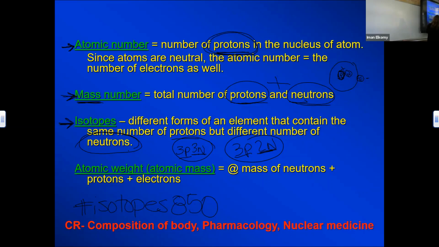Okay. Then we have the atomic mass or atomic weight. That is my neutrons, my protons, and my electrons. That's going to take into account everything. Protons, neutrons, and electrons.